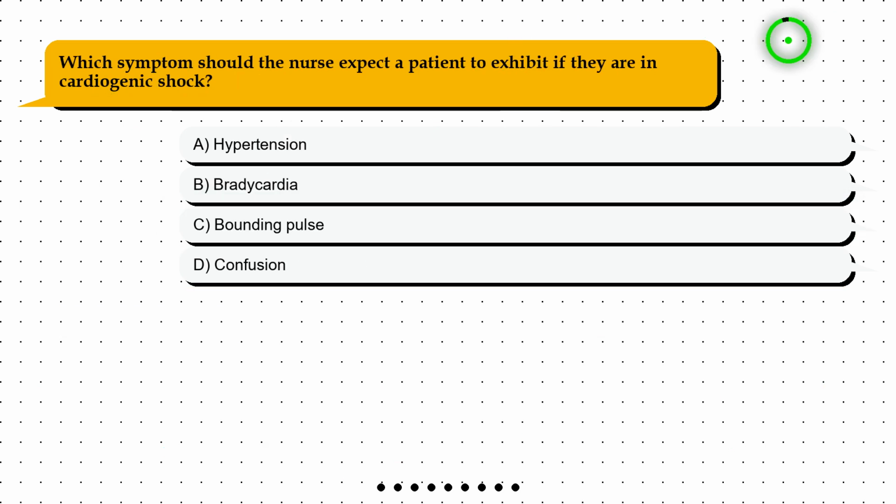Question 3. Which symptom should the nurse expect a patient to exhibit if they are in cardiogenic shock? Option A. Hypertension. Option B. Bradycardia. Option C. Bounding pulse. Option D. Confusion.